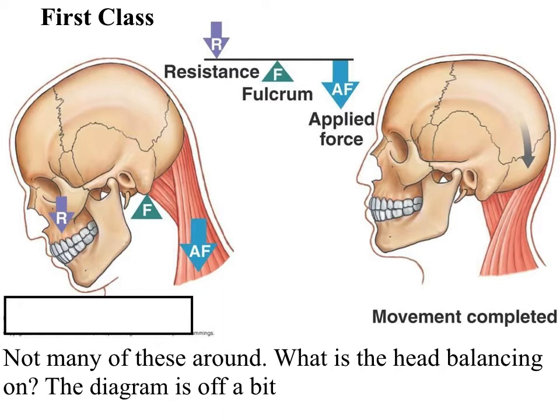In the first class, the fulcrum is in the middle, and both the resistance and the applied force are in the downward position. So if you relax your neck muscles, gravity will pull your nose down. When you apply the force with your neck muscles, for example your trapezius, your head will pivot and bring your head from a flexion position, and your head will extend. You'll begin to look straight up again.